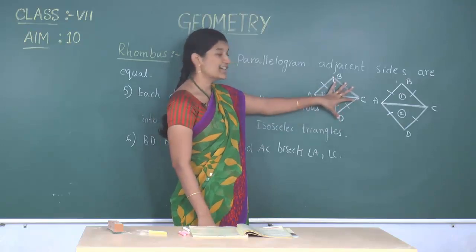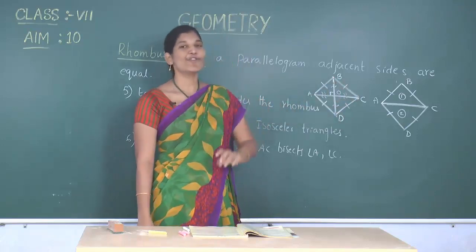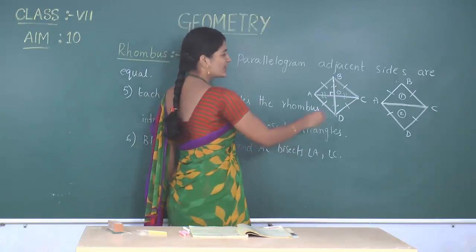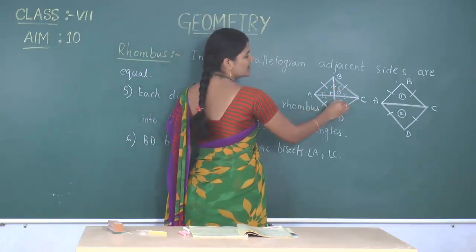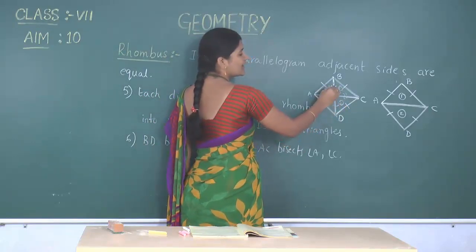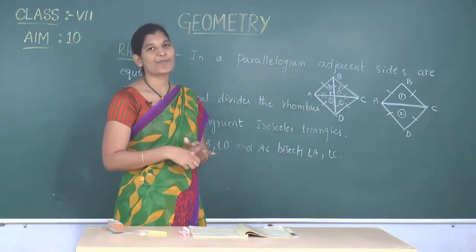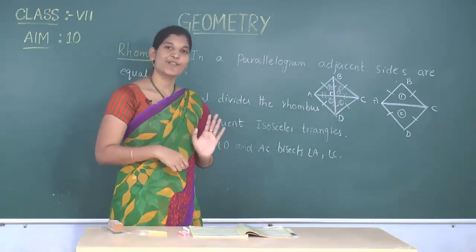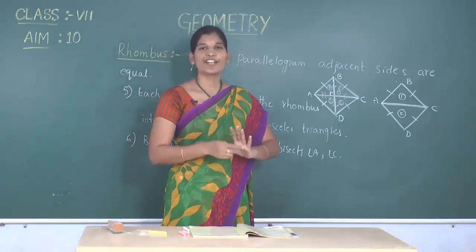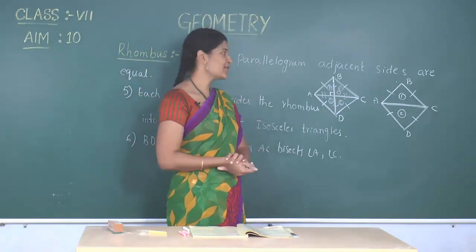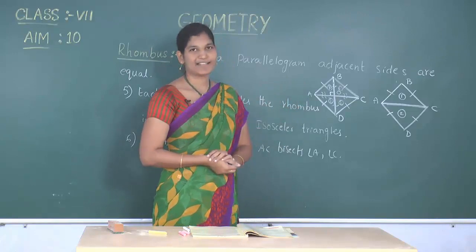And here one more property I am going to add, that is two diagonals divide the rhombus into four congruent triangles. Let me count. This is the first triangle, this is the second triangle, this is the third triangle, this is the fourth triangle. Both diagonals divide the rhombus into four triangles. Those four triangles are congruent to each other. This is the specialty of the rhombus.